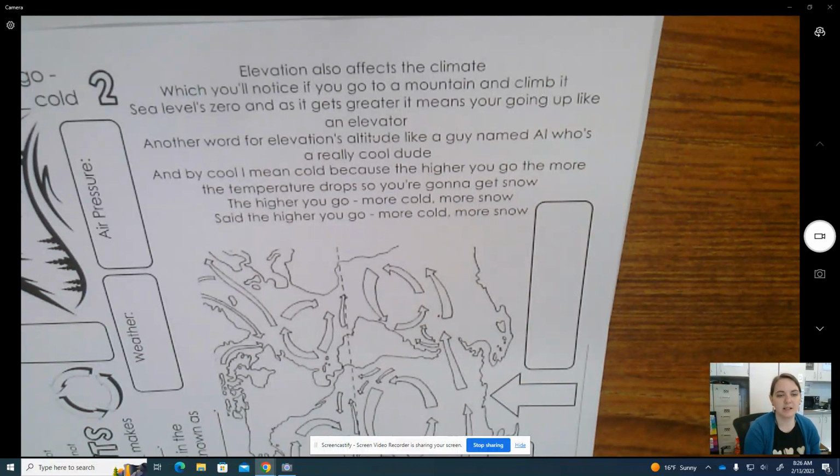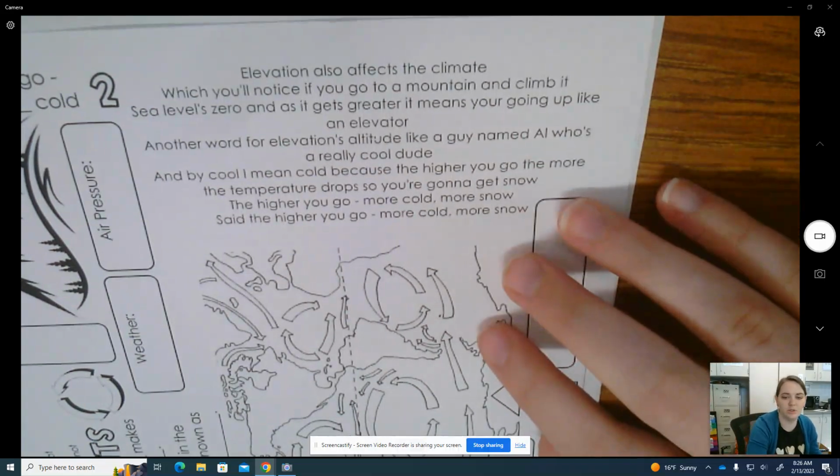Elevation also affects the climate, which you'll notice if you go to a mountain and climb it. Sea level 0, and as it gets greater, it means you're going up like an elevator. Another word for elevation's altitude, like a guy named Al, who's a really cool dude. And by cool, I mean cold, because the higher you go, the more the temperature drops, so you're going to get snow. The higher you go, more cold, more snow.